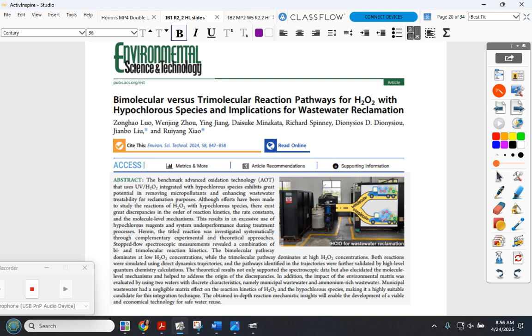But this is looking at reaction pathways for hydrogen peroxide with what they call hypochlorous species. And by hypochlorous species, we mean mostly what you would think of as bleach, and implications for wastewater reclamation. So how do we treat wastewater? They talk about this advanced oxidation technology. We'll be talking about oxidation in the future. It uses ultraviolet light and hydrogen peroxide integrated with bleach, essentially, and that is a way to treat wastewater.